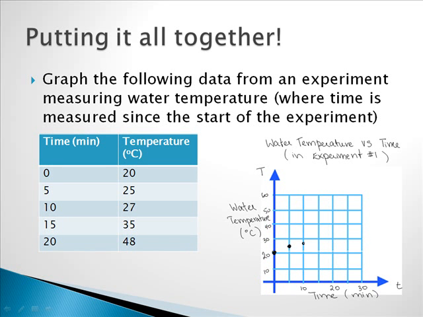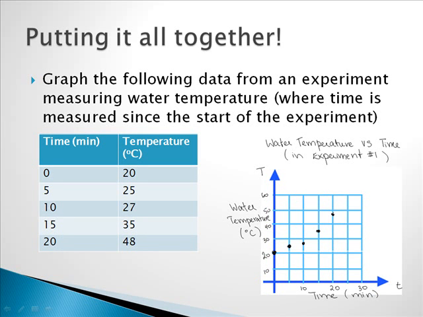So you're going to have to guess exactly where 27 is. It's not perfect because the graph doesn't have any other smaller tick marks to help us out, but we know it's going to be somewhere between 25 and 30, closer to 25. Next, at 15 minutes, the temperature is 35, so we can go ahead and plot our next point. And finally, at time equals 20, the temperature is 48, so we can go ahead and plot that.